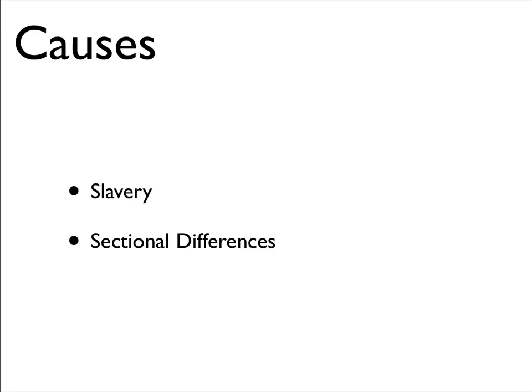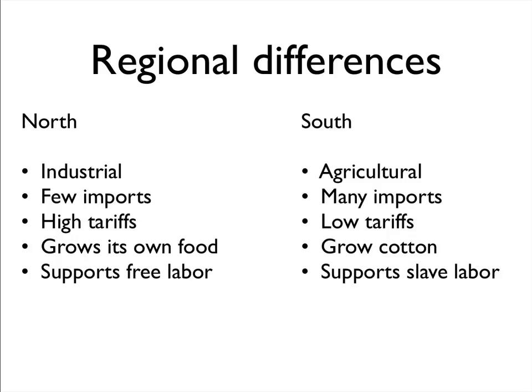Now, other causes have been suggested besides slavery, but most of the time when you look at them very carefully, even though I'm going to list these causes, they really are tied into the issue of slavery. The first one of these is sectional differences, differences between the North and the South. So what were some of these regional differences? Well, the North was industrial. The South was agricultural. The North had very few imports. The North produced a lot of what it used, but Southerners imported almost everything they used because they sold cotton, and they used the money they got selling cotton in Europe to import all the things they wanted.